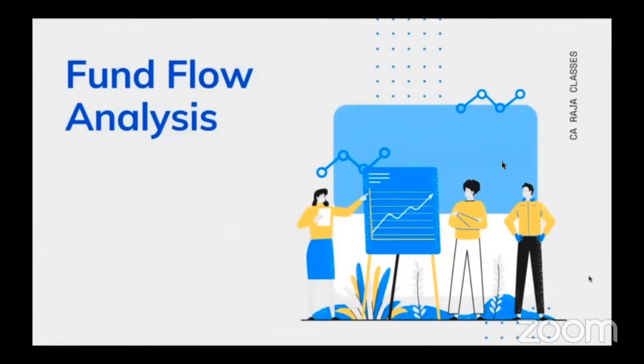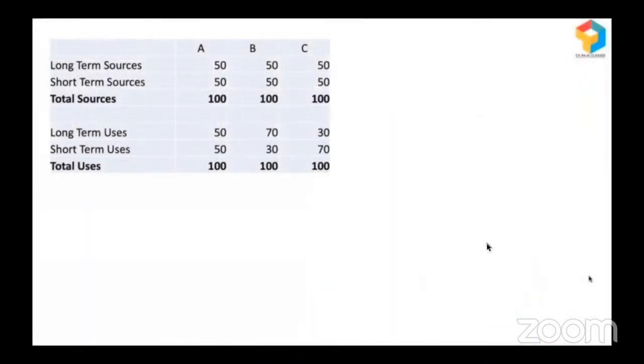I need your participation here. Look at this. There are 3 companies A, B, C, and you have information about their long-term sources and short-term sources, total sources. You have information about their long-term uses, short-term uses, and total uses. I want you to digest this information. Spend some time and then identify which company is in trouble here. Is it company A or company B or company C?